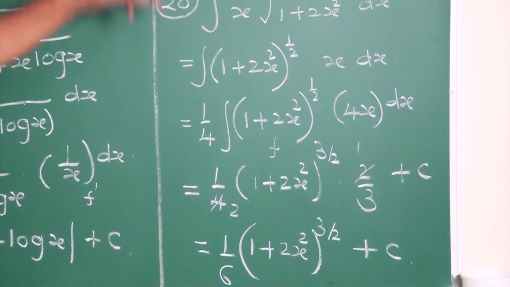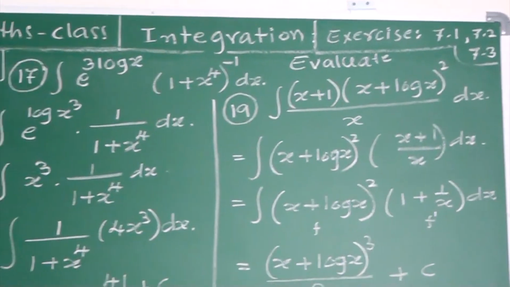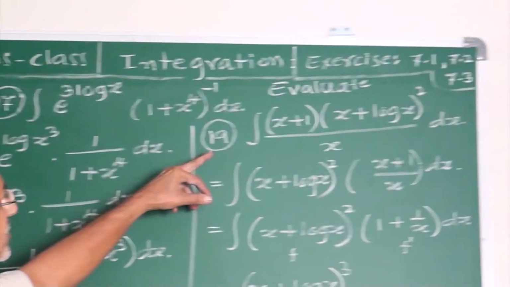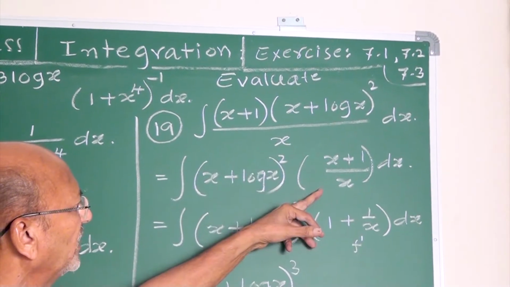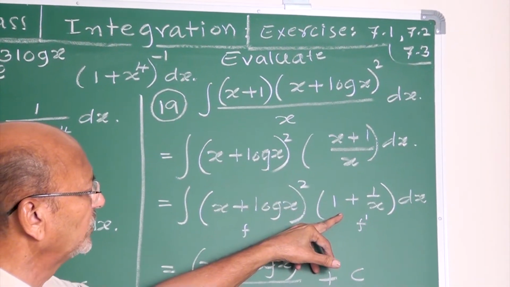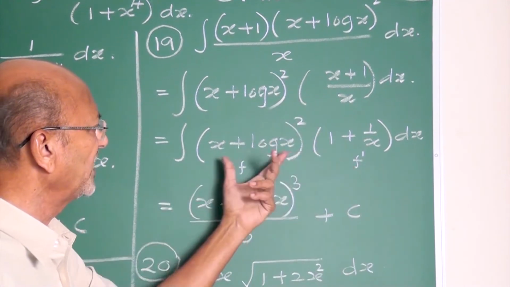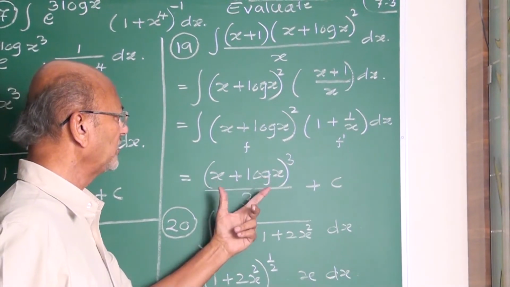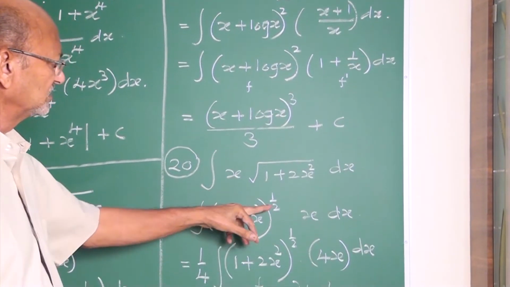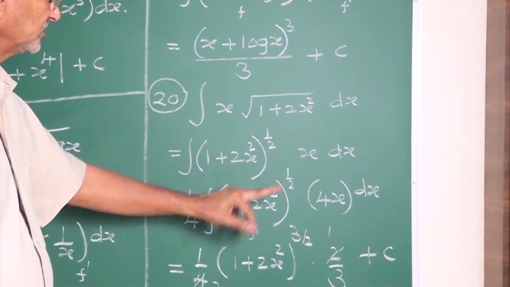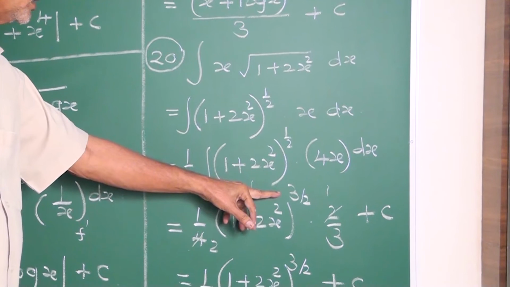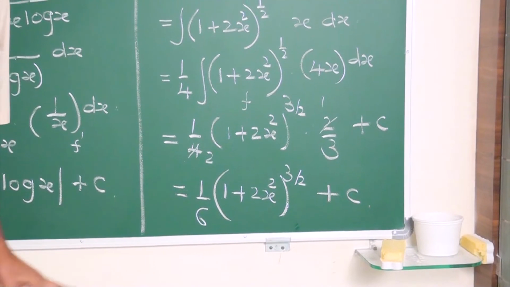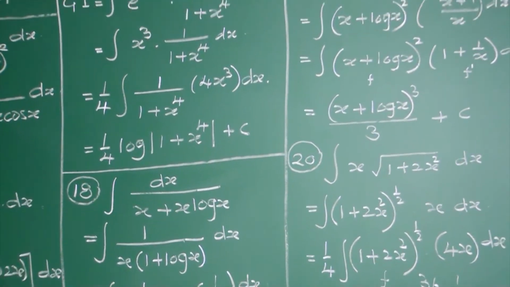My friends, in these two examples I used the second formula. This is the first, f(x) to the power n. Here, this is x plus 1 upon x. Simplify: 1 plus 1 by x. After simplification it becomes f dash if it is f. Yes, my friend, x plus log x to the power 3 upon 3 plus c. This is half, 1 by 2, then 3 by 2, 5 plus 1, reciprocal. Yes, my friend. One minute, just to write it.